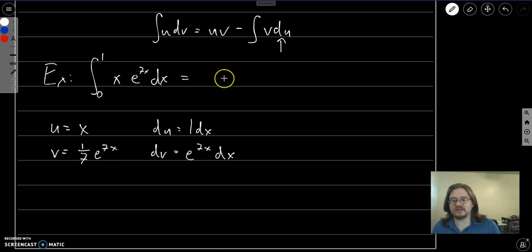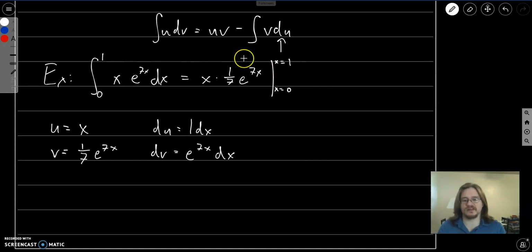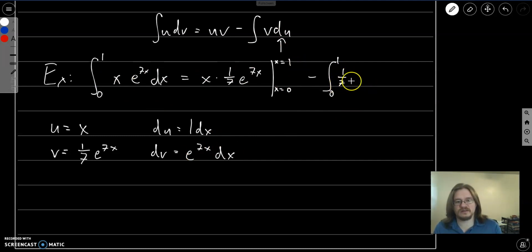So we're going to take u times v. And here is where I can already say, okay, it's not just going to be this, but I have to plug in my bounds, my 0 and my 1. Those are the numbers. But we still have to subtract another integral, and again, we just want to use the same bounds everywhere. V du. So v is going to be 1/7 e to the 7x times du, which is just 1 dx.